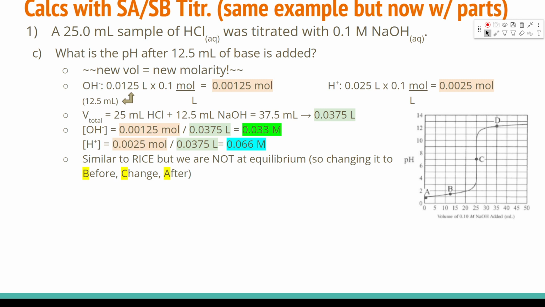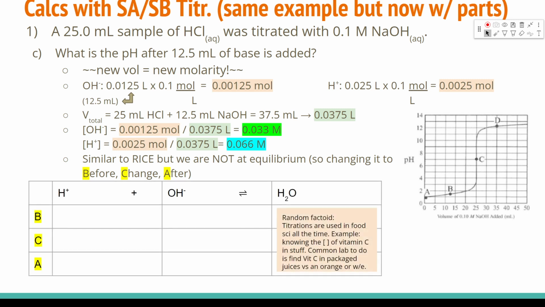So BCA being before, change, and after, like I said here. Again, it's similar to RICE, but it's just before, change, and after. And we're not at equilibrium in this situation, so that's why it's a BCA and not a RICE, because RICE is about equilibrium. The E is for equilibrium. And so I'm going to go ahead and fill out this chart based off the information we have.